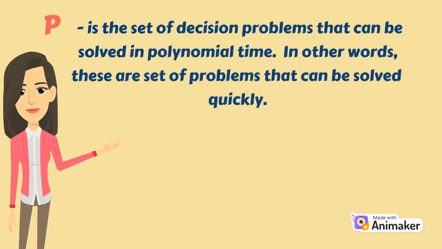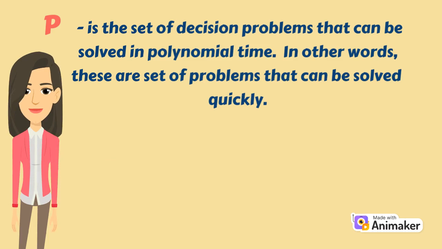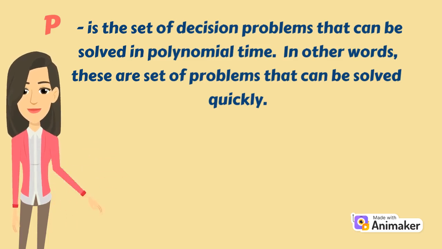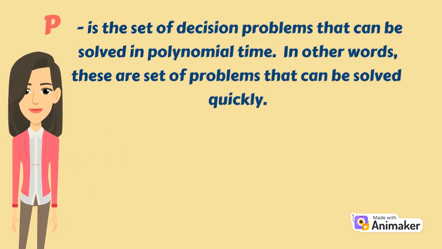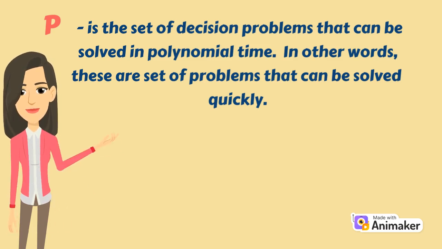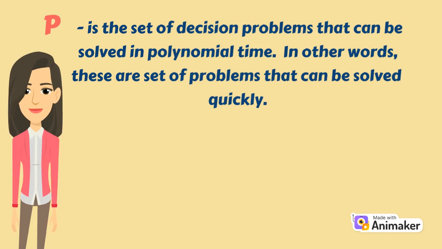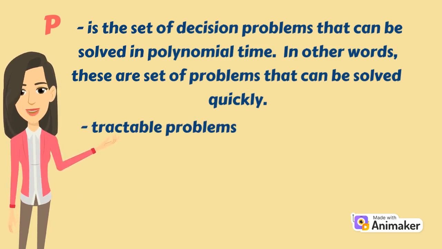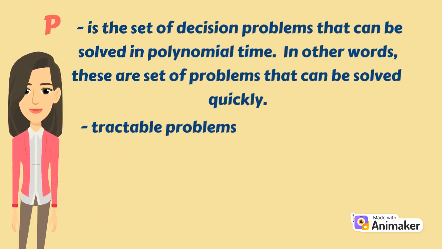P is the set of decision problems that can be solved in polynomial time. In other words, these are the set of problems that can be solved quickly or in a reasonable amount of time. Having this quality would mean that these are tractable problems.